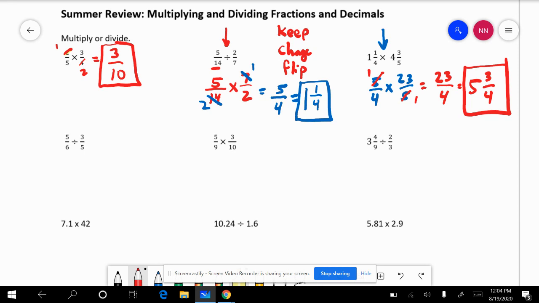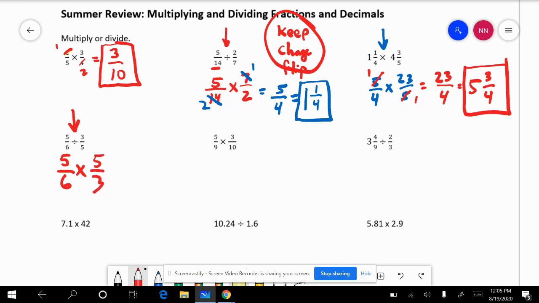So let's look at these 3. Notice that we have division. So we're going to remember the keep, change, flip. We're going to keep the first fraction. We're going to change it to multiplication. And we're flipping the second fraction to 5/3.